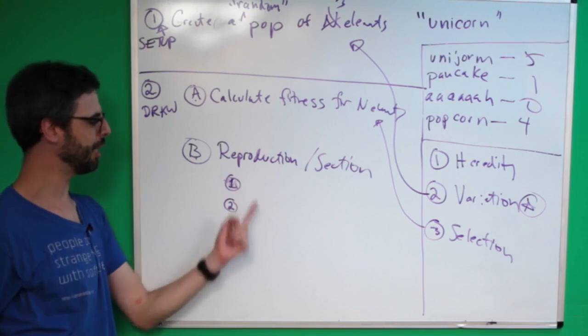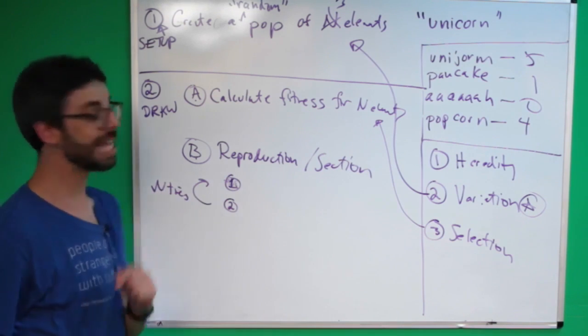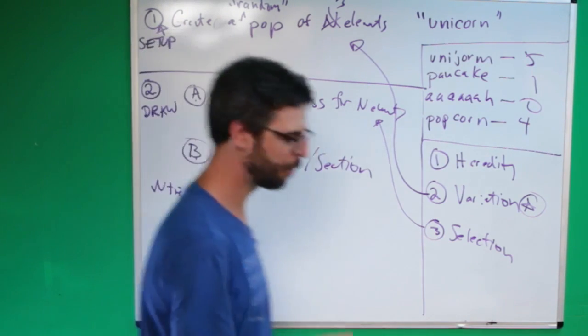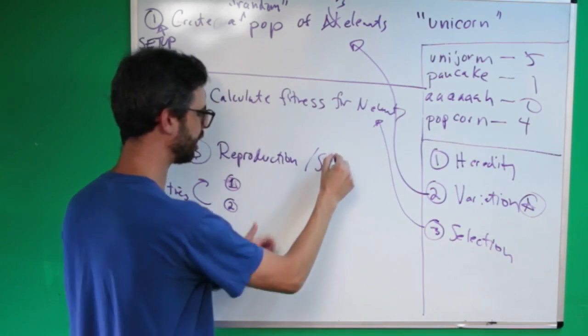But the first thing that we need to do, this also needs to happen n times. So what needs to happen n times? And that says reproduction section. That should say, I'm just going to use my hand here, selection.